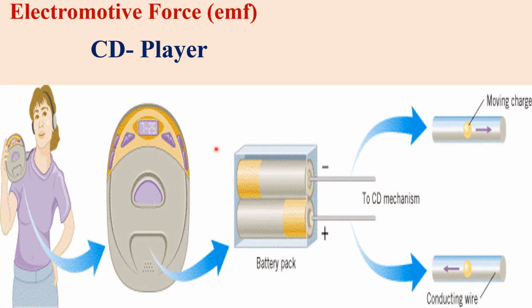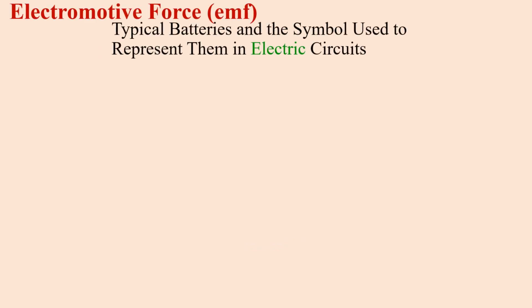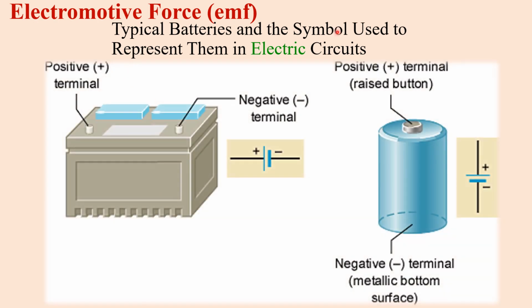Electromotive force. For running this CD player, energy is taken from the battery. Typical batteries and the symbol used to represent them in an electric circuit. There are two terminals in the battery, positive terminal and negative terminal. Their symbol is shown with two parallel lines. One line indicates the positive terminal and another line indicates the negative terminal of the battery.